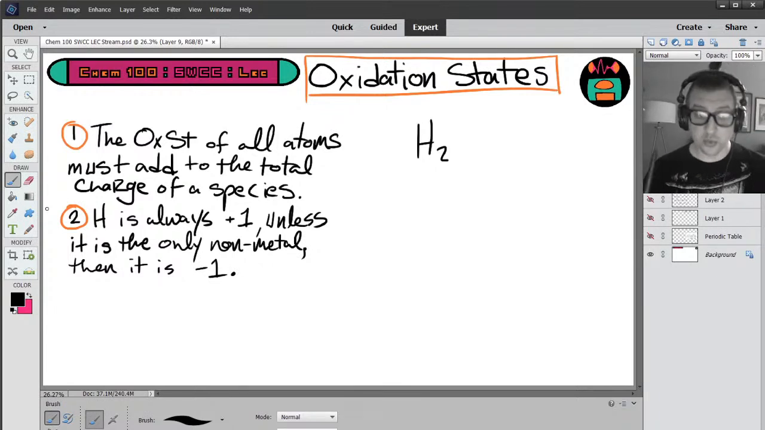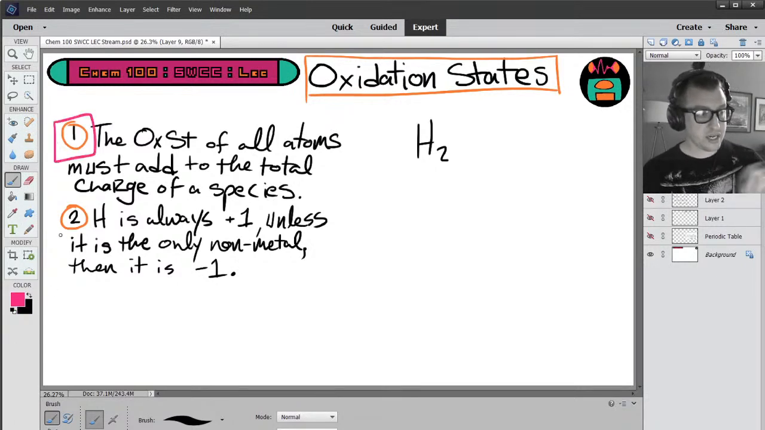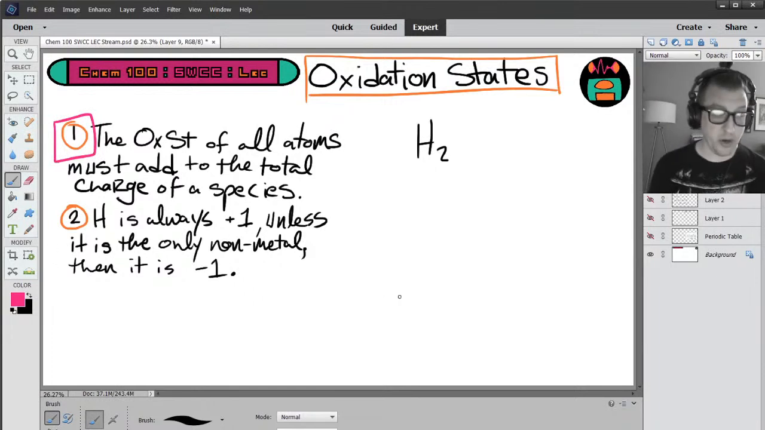You can only skip to rule 2 if rule number 1 doesn't help you. But in this instance, Carolina and Blake, spot on. Rule number 1 tells us that the sum of all our oxidation states has to add to 0.